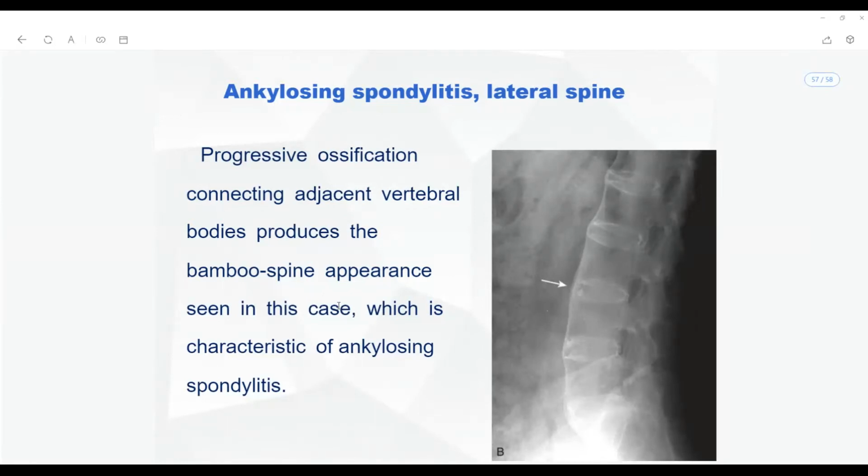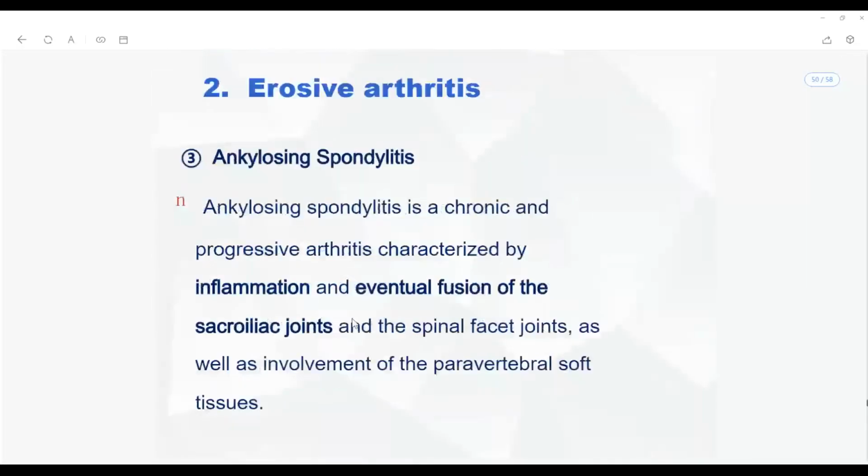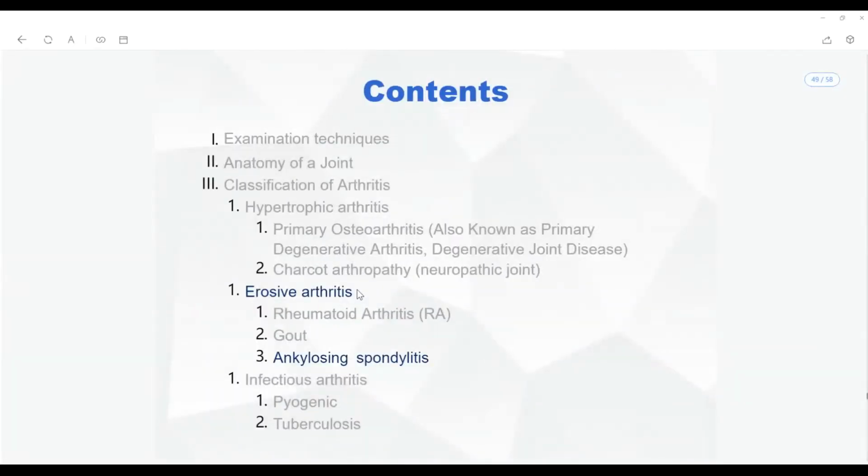Reactive arthritis and the other conditions, infectious arthritis and tuberculosis, I'm going to add them in the practical slides. At least until here, you learned them. You have to understand the important points here.